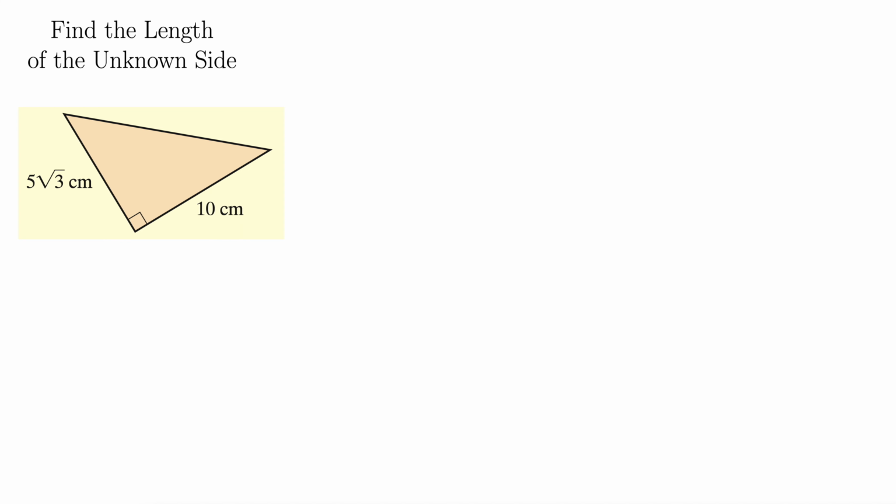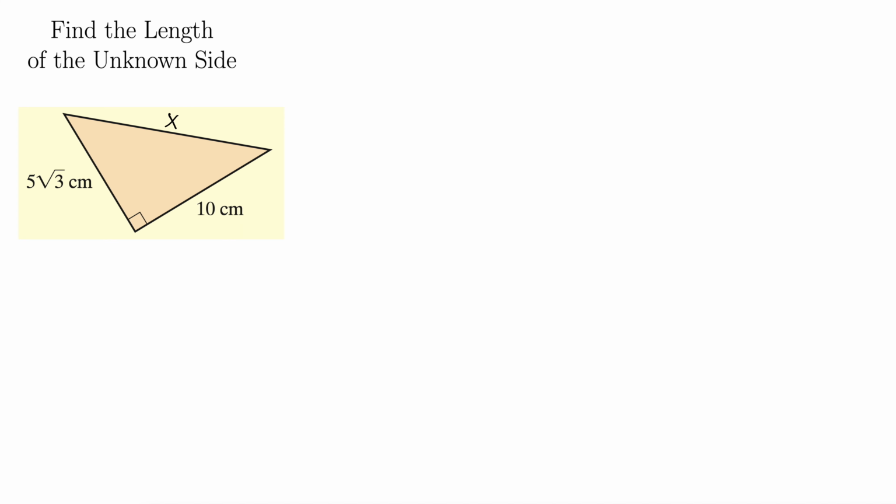Here we want to find the length of the unknown side, and we're given a right triangle with one of the legs at 5 radical 3 centimeters and one of the legs at 10 centimeters. The hypotenuse is unknown. Let's call that unknown side x.